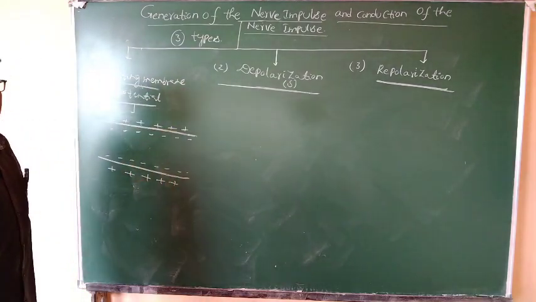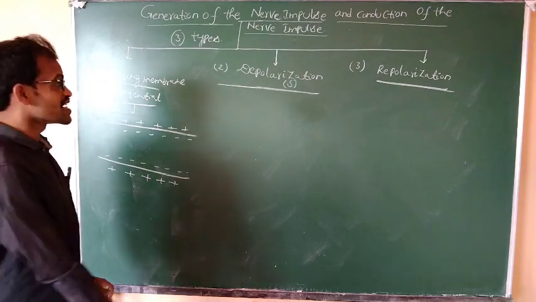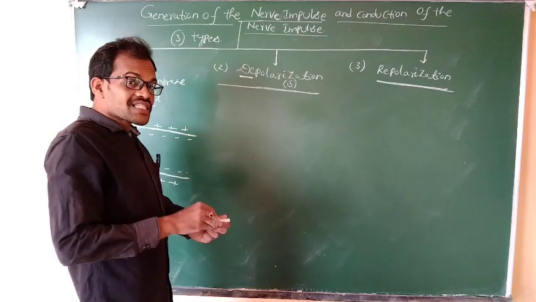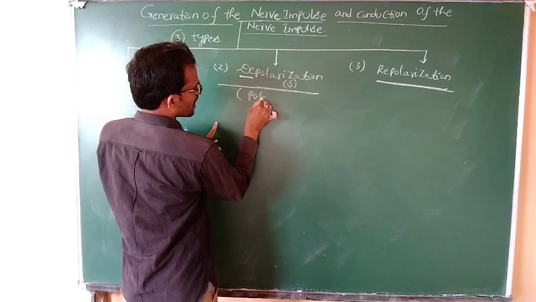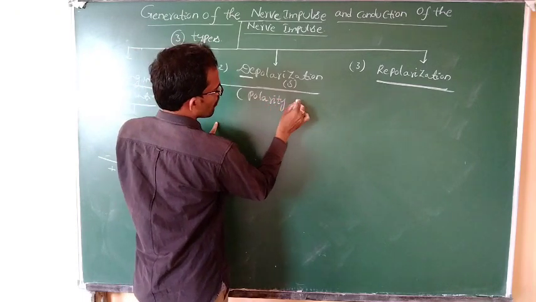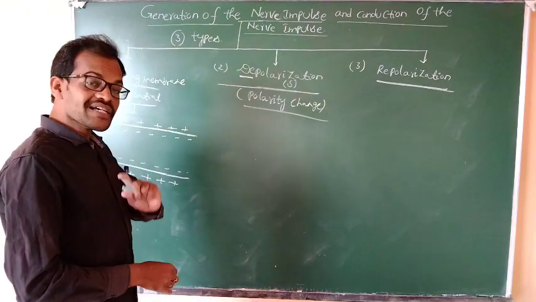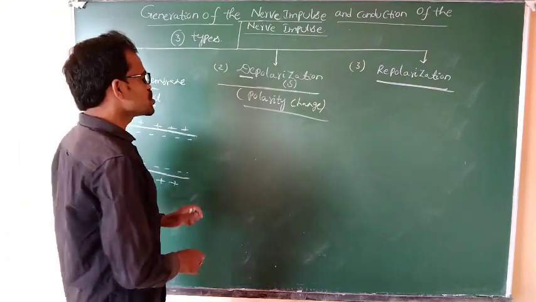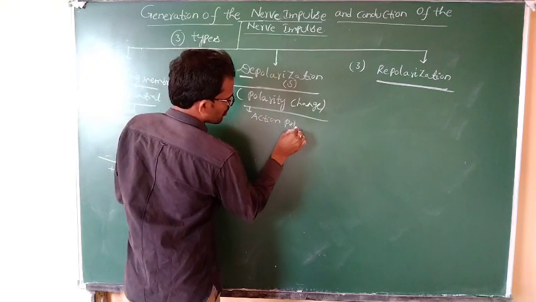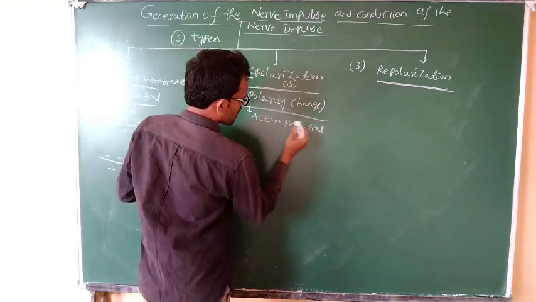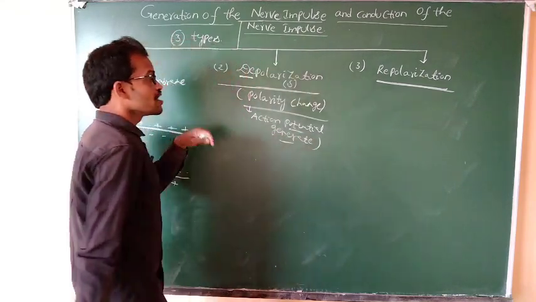What is the second step? Depolarization. What is the meaning of depolarization? Depolarization means the polarity changes. Whenever the polarity changes, they generate an action potential.